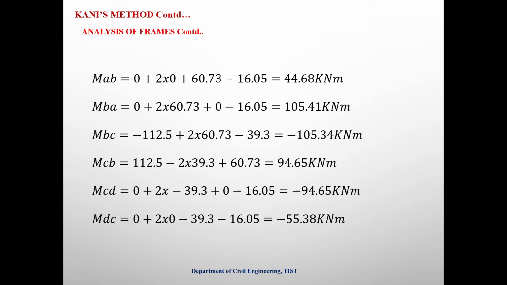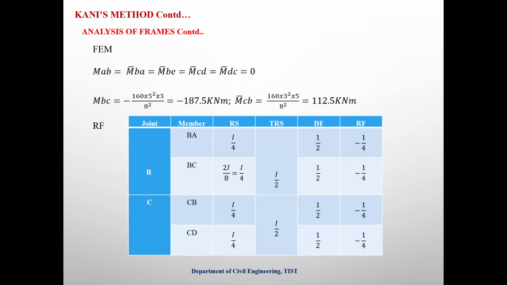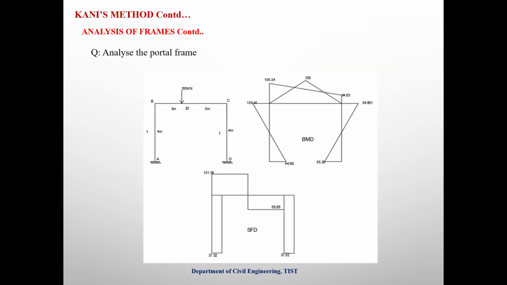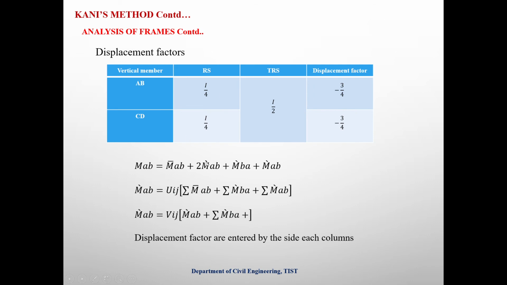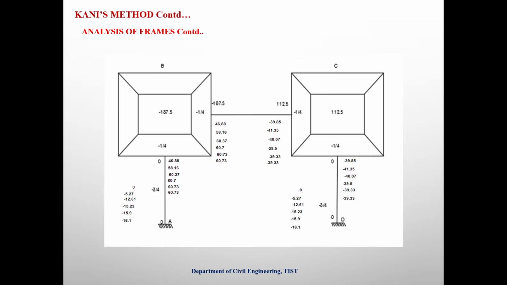Then when you write this equation, the displacement contribution will be obtained by the displacement factor into the sum of the rotation contributions of that particular column plus the story moments, if any. Then starting with this problem, you have to enter all these values into the Kani's table. You have to enter the fixed end moments, the rotation factor and the displacement factor.